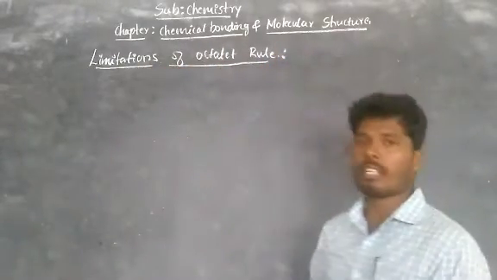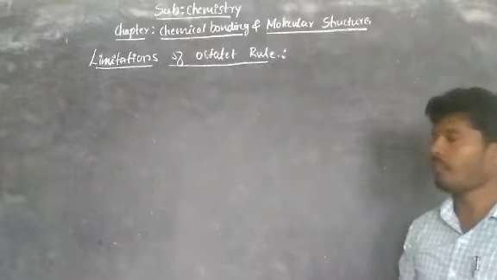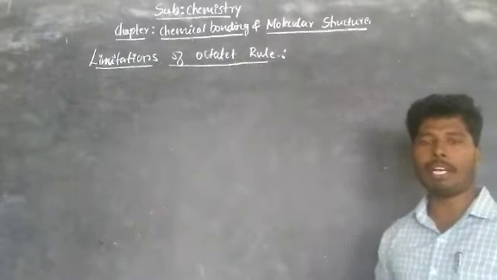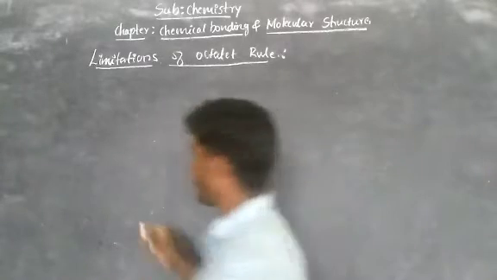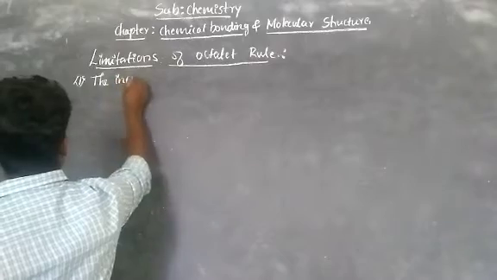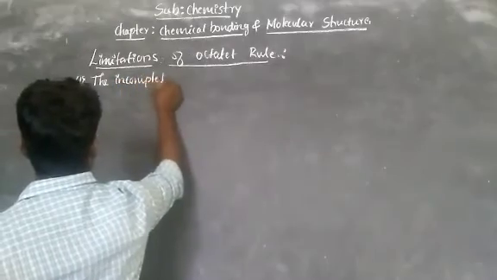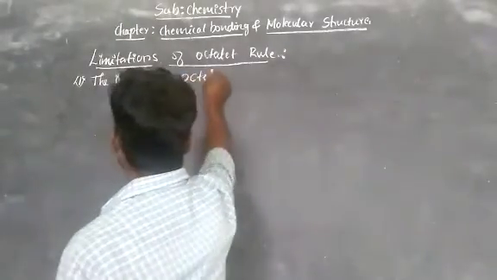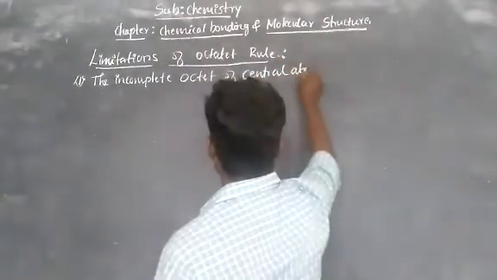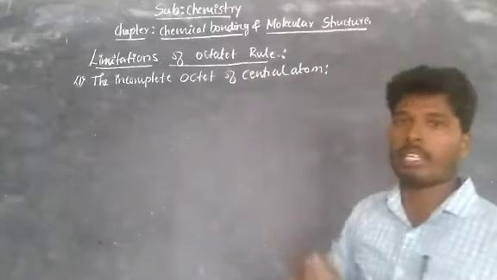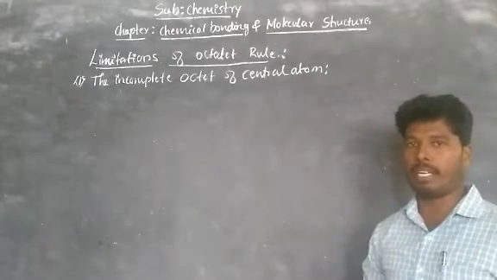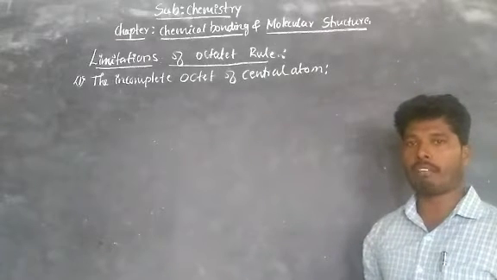So here there are some limitations of the octet rule. Now the first limitation is the incomplete octet of the central atom. It means the central atom does not have 8 electrons around it, which we call an incomplete octet of the central atom.